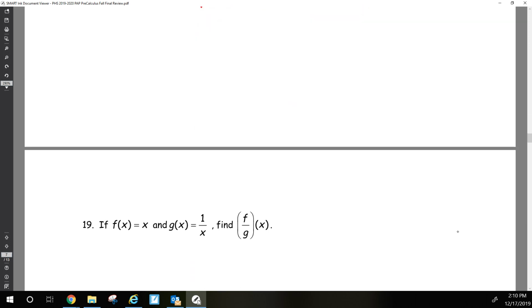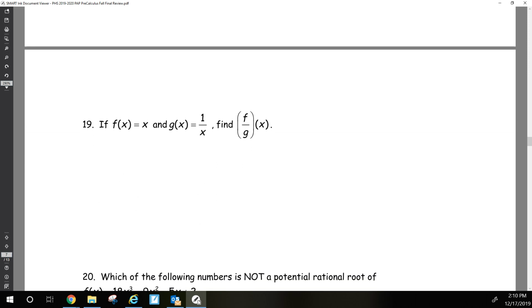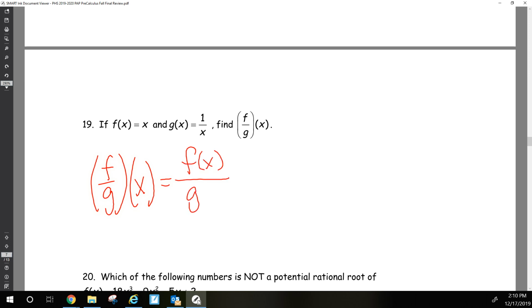All right, number 19. If f of x is x and g of x is 1 over x, find f divided by g of x. That's f of x divided by g of x. So I'm going to put my x over my g of x. Since I have a fraction divided by a fraction, I'm going to multiply the first fraction by the reciprocal of the second fraction. So flipping 1 over x becomes x over 1. X times x is x squared.